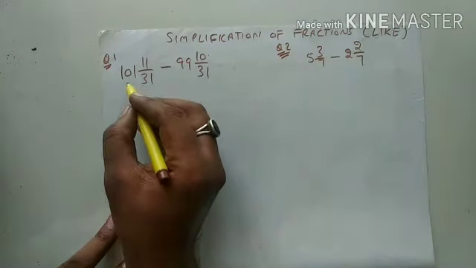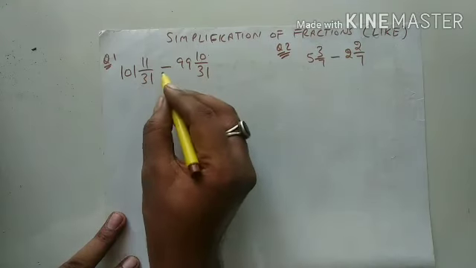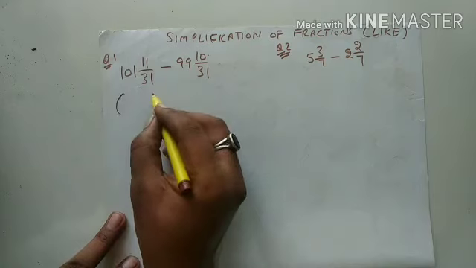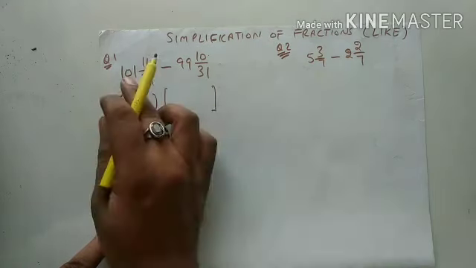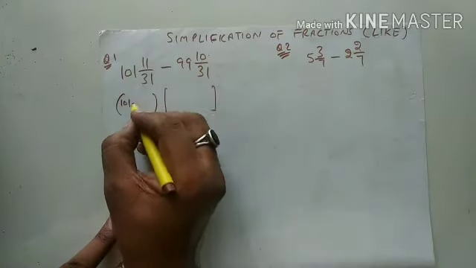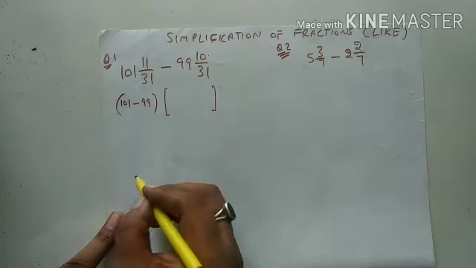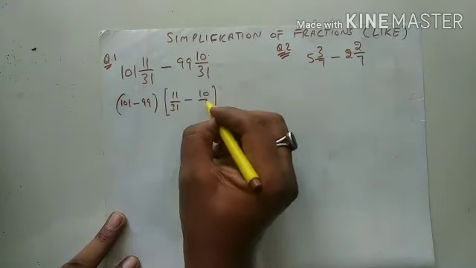Now first of all I will check which are the complete numbers, 101 and 99. There is a subtraction, so I will mark two brackets. In one bracket I will write numbers and in the second one I will write the fractions. So 101 minus 99. Okay, now 11 by 31 minus 10 by 31.